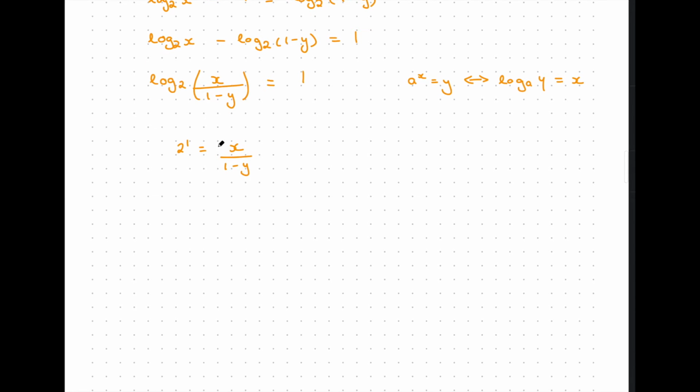And we can rearrange that then, multiply up by 1 minus y, and we're going to get 2 minus 2y is equal to x. And then we're going to rearrange that so we get x plus 2y is equal to 2. And this is the first equation, a linear equation, which we can handle when it comes to simultaneous equations.